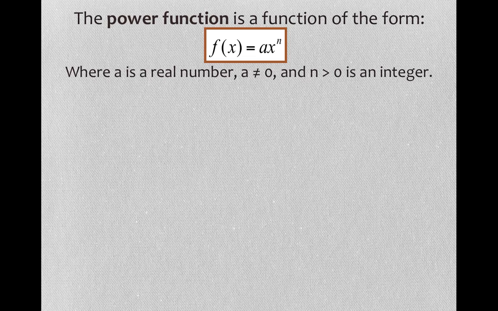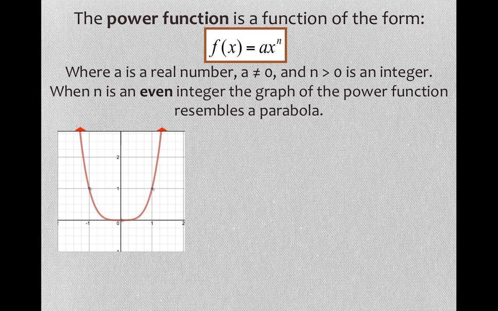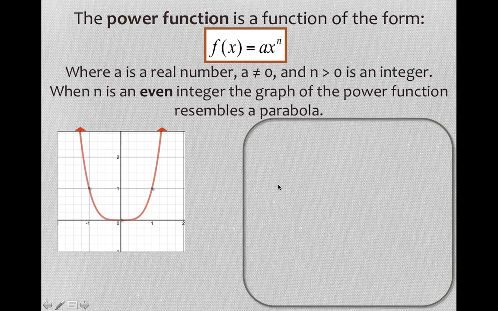The power function is a function of the form f of x equals a x to the n, where a is a real number and it cannot be equal to 0, and n is a positive integer, greater than 0, and is an integer. When n, this exponent, is even, then the graph of the power function resembles a parabola. It's a U shape. So the properties are the same properties as that of a parabola.